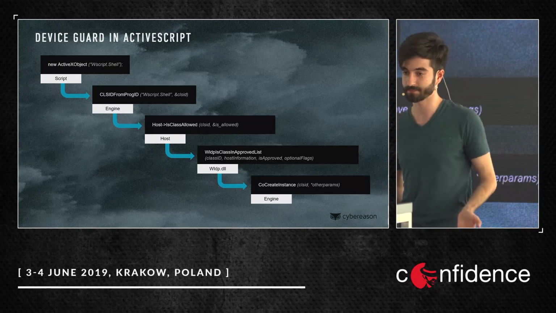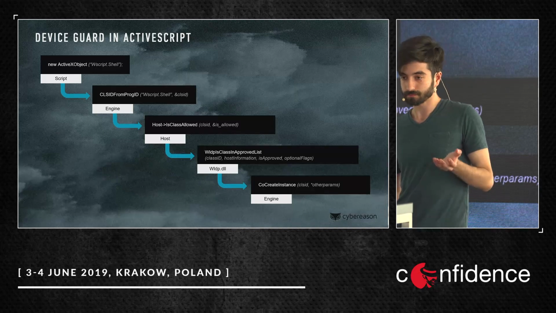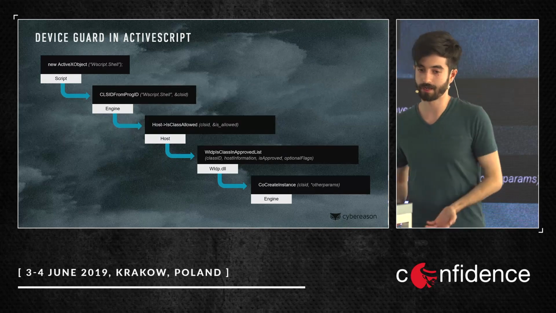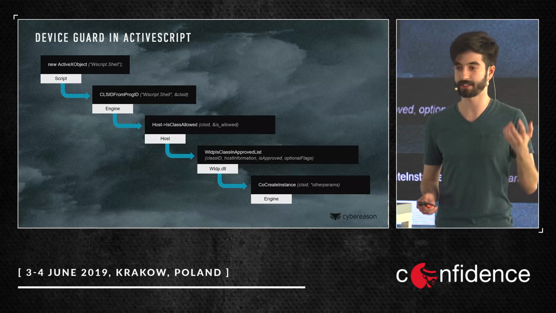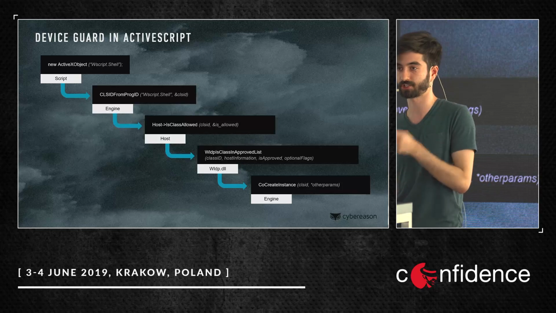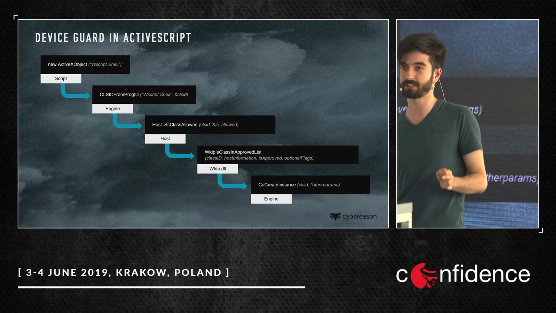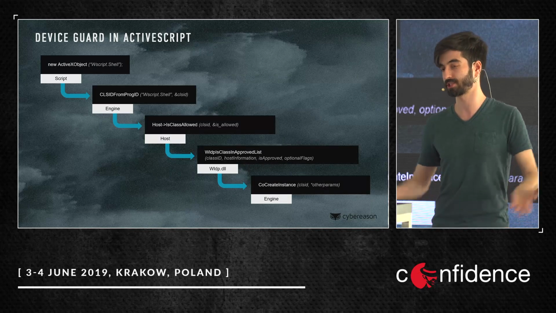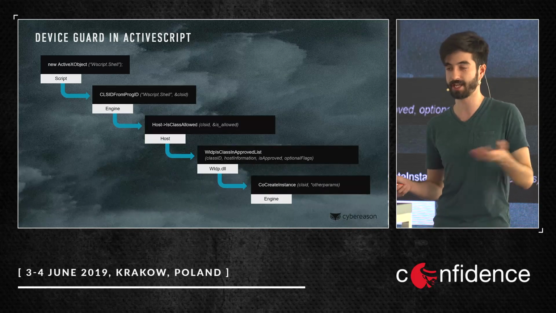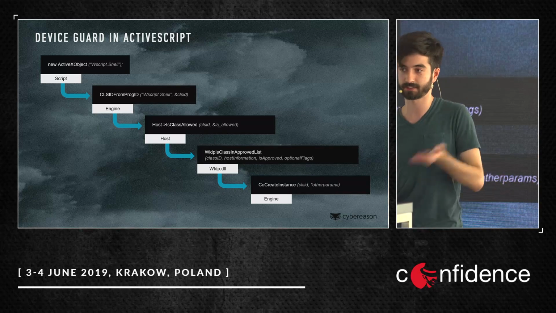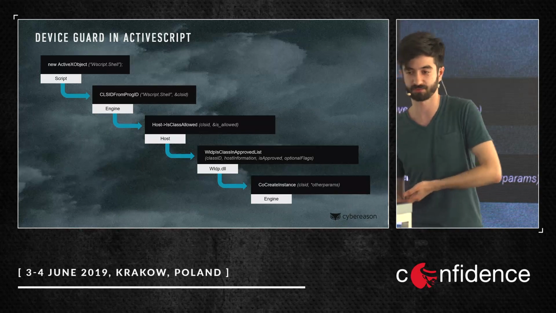Your script is done. Now, one way to bypass this is with what happens when scripting hosts don't have this IsClassAllowed function implemented. And what happens is that the scripting engine defaults into, well, just allow the class to be created. So if I have a class that just doesn't implement it, that's it. I've subverted Device Guard.